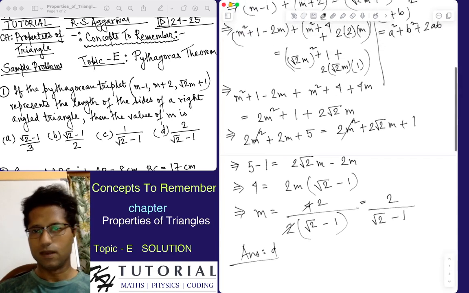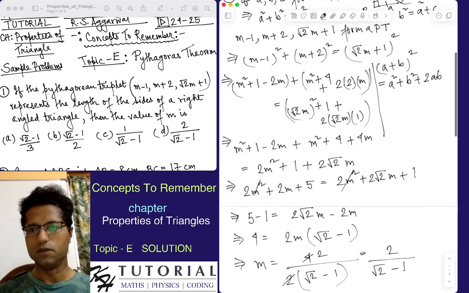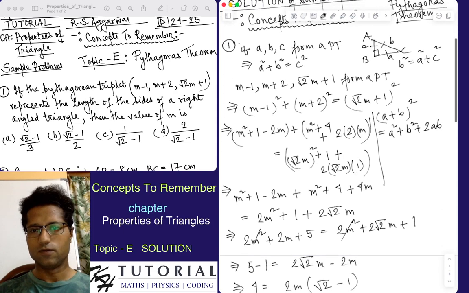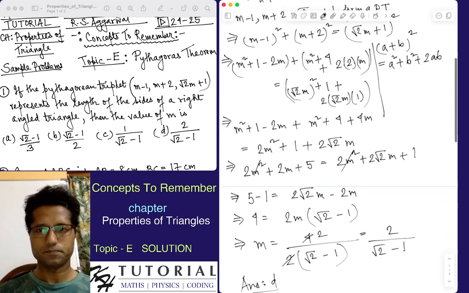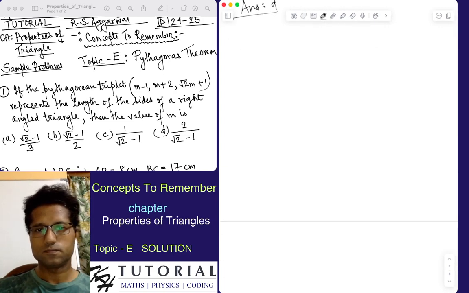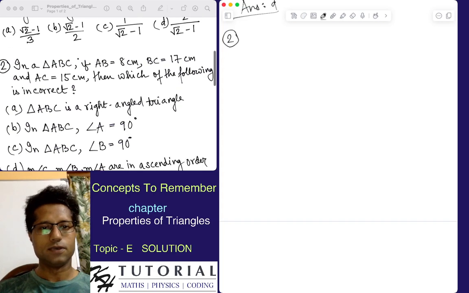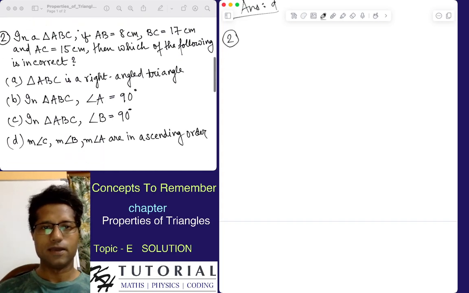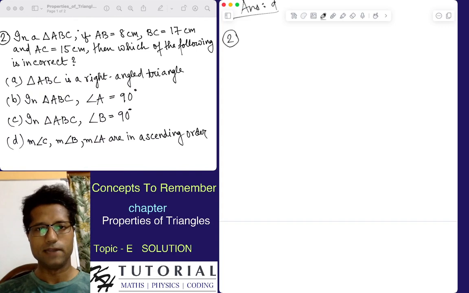Okay, so while I am solving the problem, you can pause the video and take a screenshot for your future reference. Okay, let's do problem number 2. Problem number 2 says in a triangle ABC, if AB equals to 8 centimeter, BC equals to 17 centimeter and AC is 15 centimeter, then which of the following is incorrect? Four choices are given, we have to state which is incorrect.